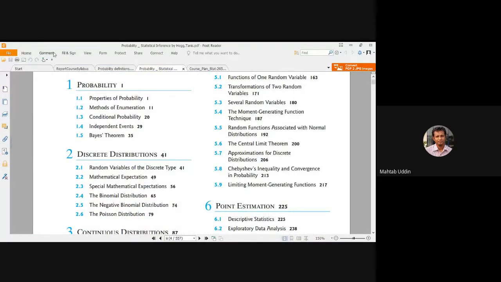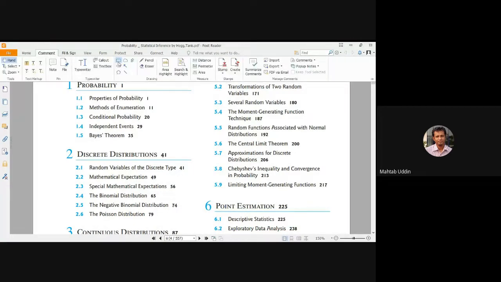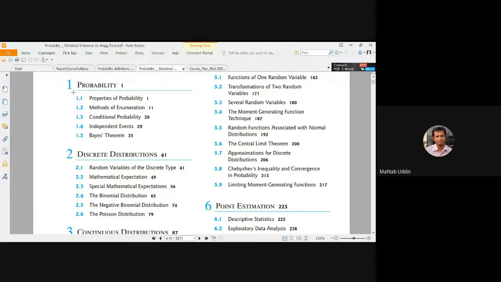This is chapter 1. Okay, chapter 1, the first chapter, properties of probability. This is actually the revision of the intermediate probability.